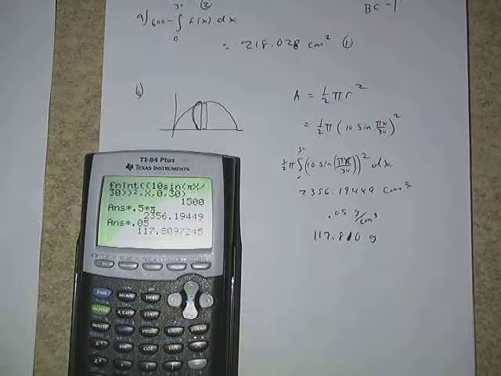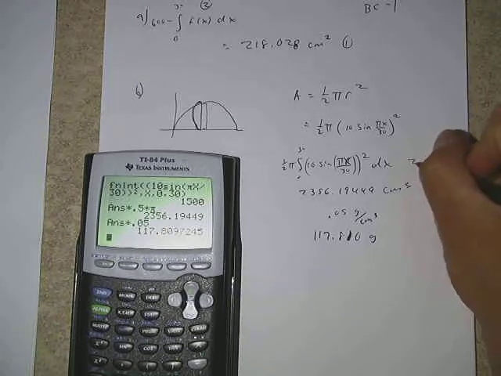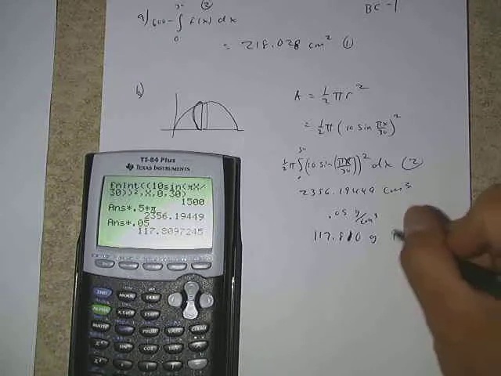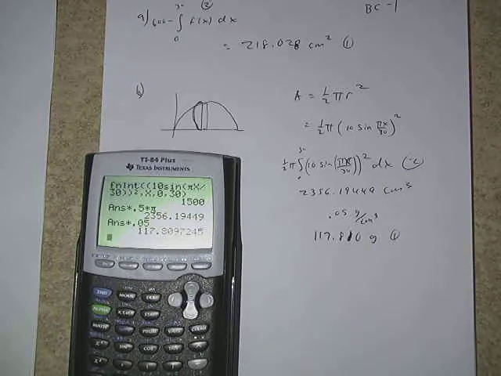So if we go times 0.05, we get 117.809, or actually 810 then, if we round it. All right, 2 points for the integral part. You wrote the correct integral, 2 points, 1 point for the right answer, 117.810 grams.